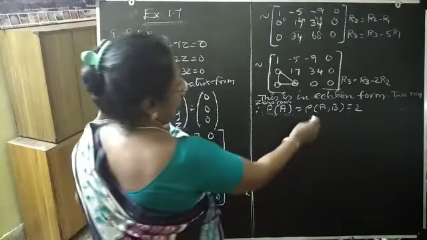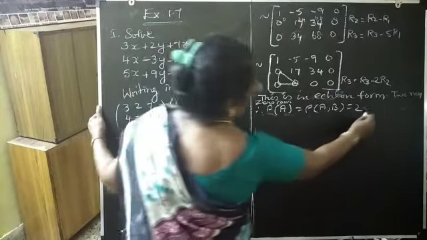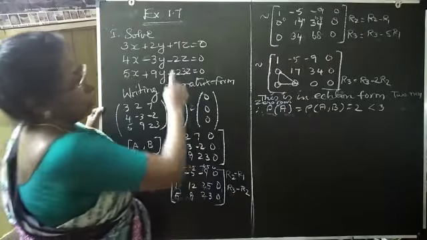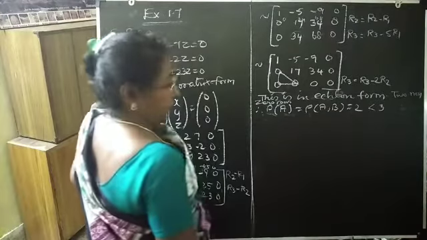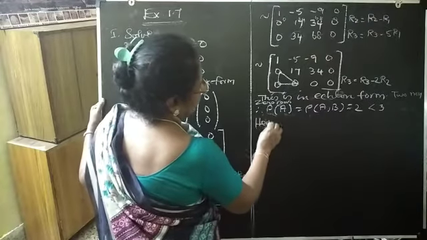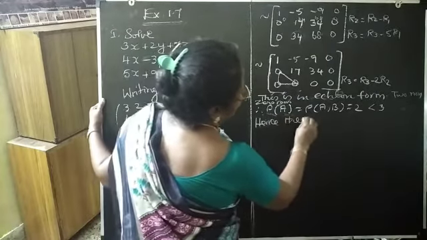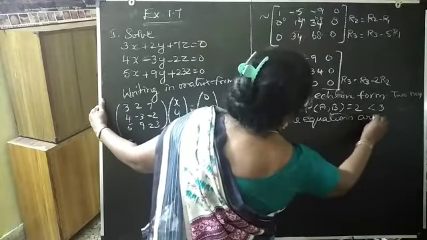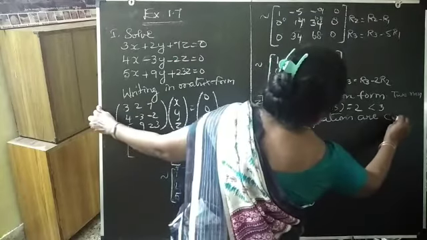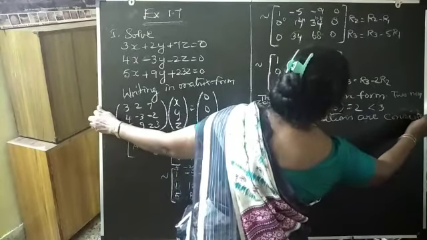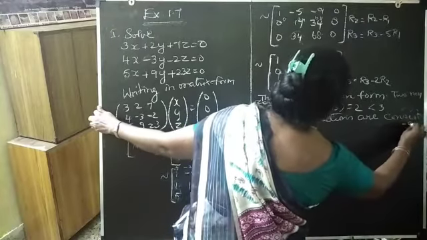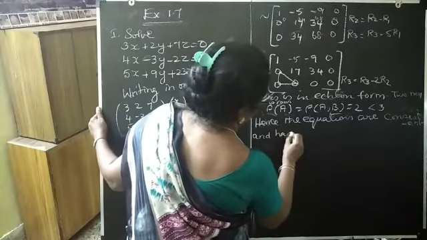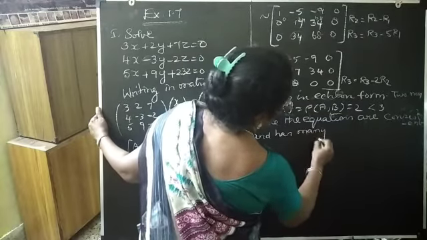Therefore, rank of A is equal to rank of AB is equal to 2, which is less than n, which is 3. There are 3 variables x, y, z. Therefore, this is less than 3. Hence, the equations are consistent and have many solutions.